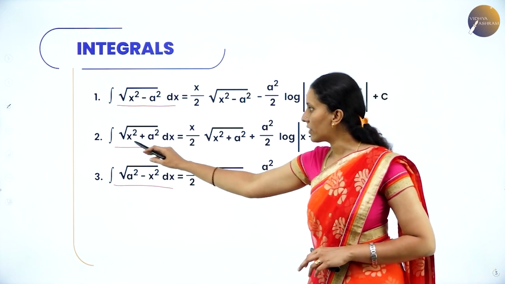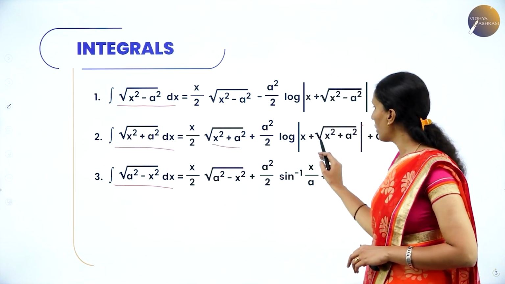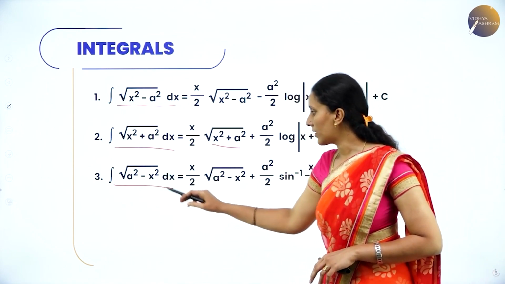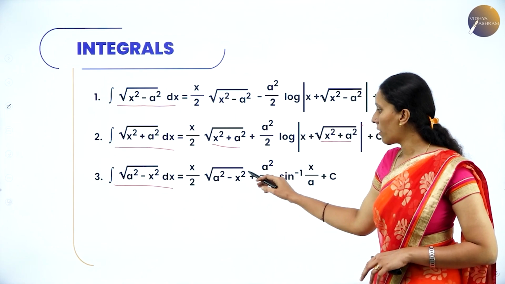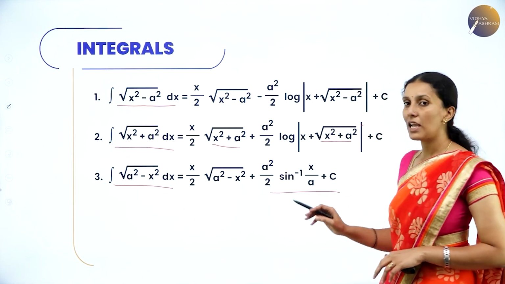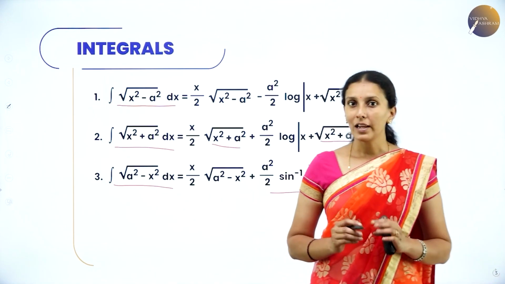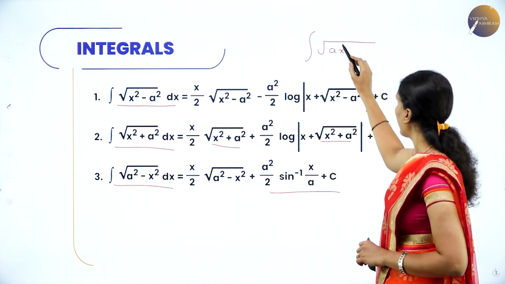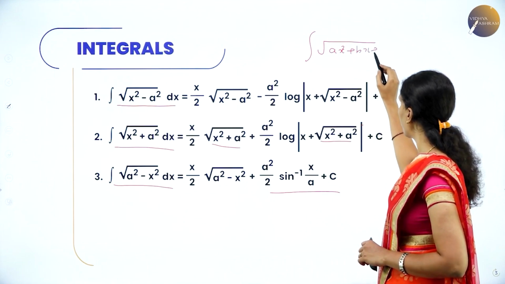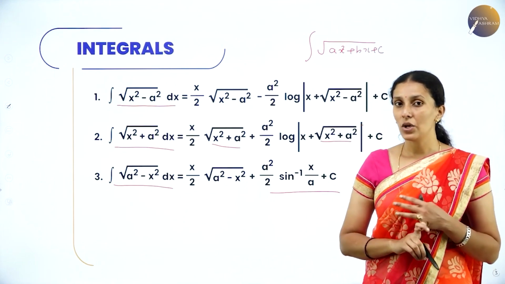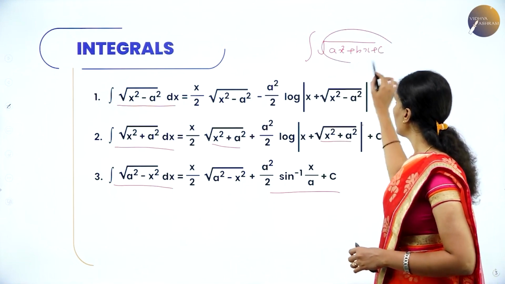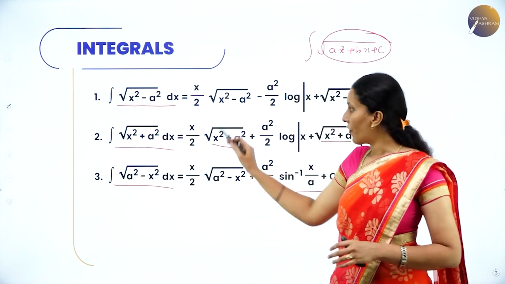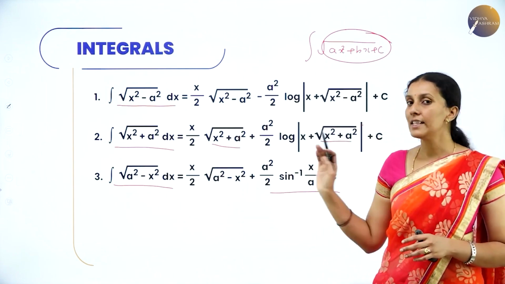And similarly, if you have x square plus a square, here you are going to write root of x square plus a square. And whenever you have a square minus x square, x by 2 root of a square minus x square plus a square by 2 sine inverse x by a plus c. So when any quadratic equation is given within the square root, like ax square plus bx plus c form, then you will reduce this quadratic equation to any one of the forms and write its standard integral as given.